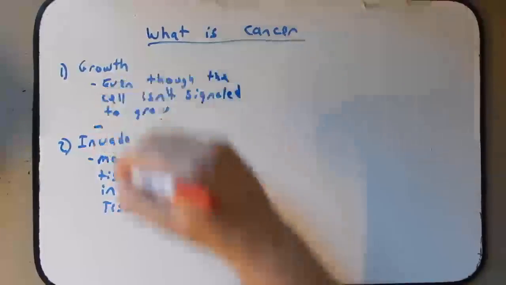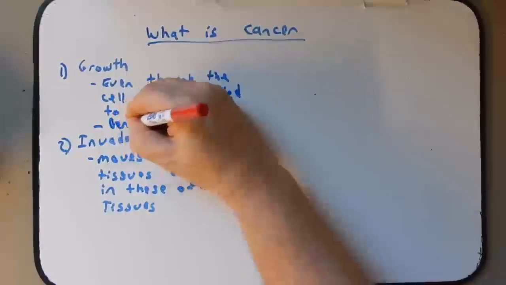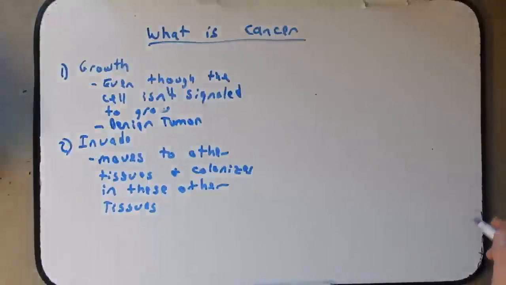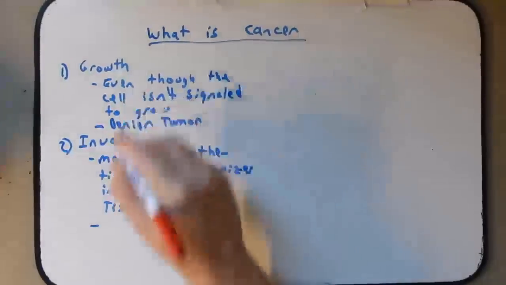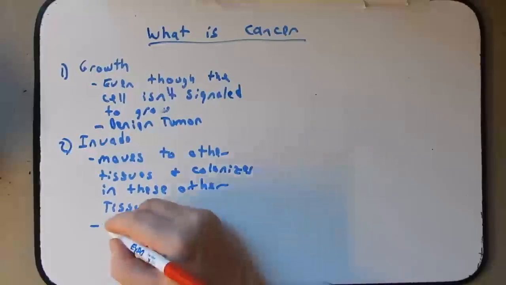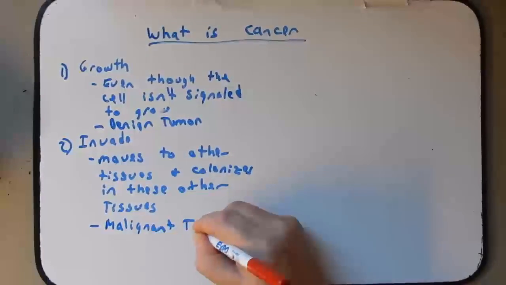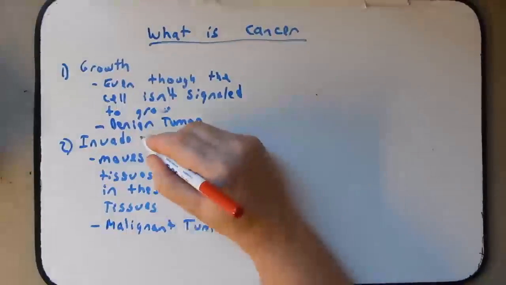If it's just growing without invading, we would call that a benign tumor. It can still be problematic. It can still impinge upon the function of that tissue or the organ that it exists in, but it's not a cancer yet. It's a benign tumor. However, once that tumor starts to invade other tissues, then we say it is a malignant tumor. Or we say that the tumor has metastasized.